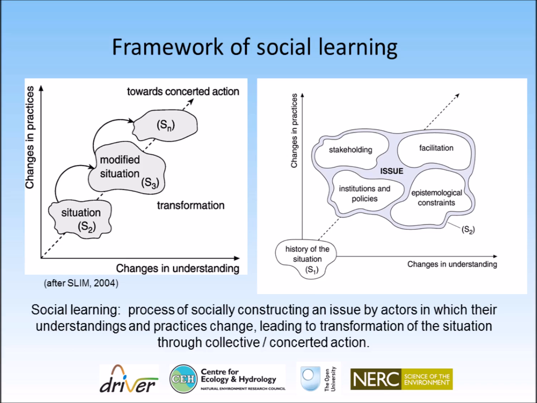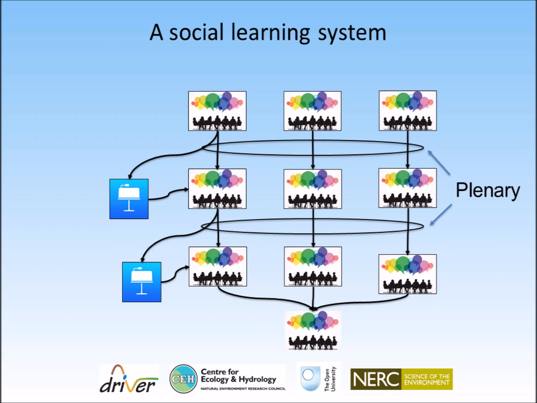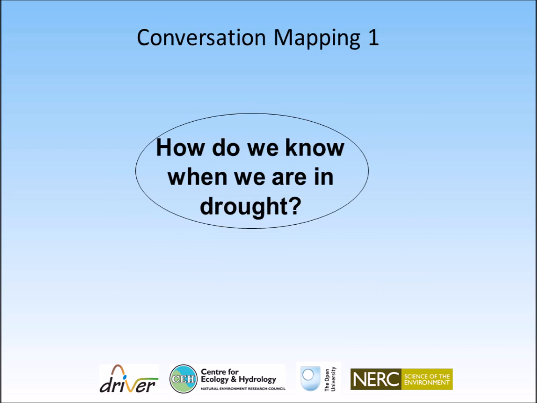So this is what we did. We had a workshop where a whole range of people working at a table were developing their ideas with inputs from expert presenters, and there was plenary sessions to enable them to develop their ideas, eventually coming out with something at the end. And this was the conversation we gave them. How do we know we're in drought? And that was the starting point for the conversation, which allowed them to have a rather rich discussion.